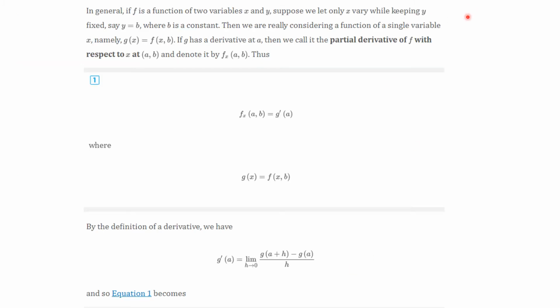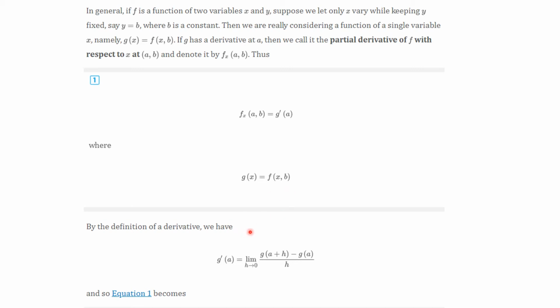Now, in general, if f is a function of two variables, x and y, suppose we let only x vary while keeping y fixed, say y is equal to b, where b is some constant. Then we're really considering a function of a single variable, namely g of x is equal to f of x comma b, where b is the constant. If g has a derivative at a, then we call it the partial derivative of f with respect to x at the point a comma b, and denote this by f sub x of a b. Thus, f sub x at a b is equal to g prime at a, where g of x is equal to f of x b.